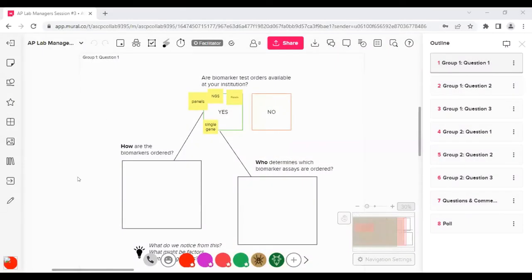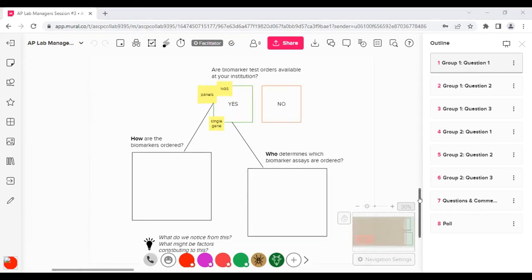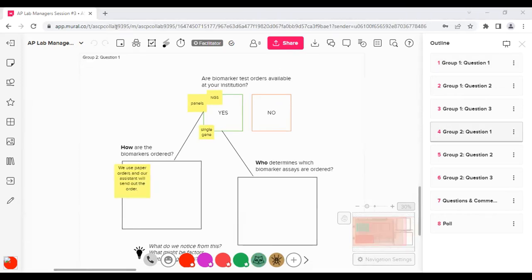And for those of you who have stayed behind and are not yet in a breakout room, I'm just going to zoom in on some things that are happening in the breakout rooms in case you'd like to follow along and see what's being discussed. It looks like the first group is talking about whether biomarker test orders are available at their institution and creating sticky notes to indicate the types of orders that they're doing, such as NGS, panels, single genes. And it looks like the second group is also having the same discussion. And they're starting to discuss how the biomarker tests are ordered.